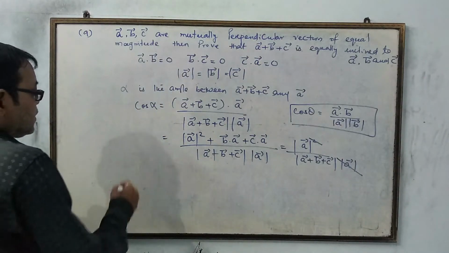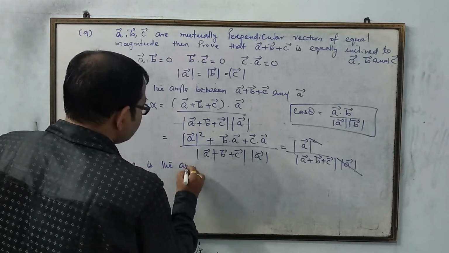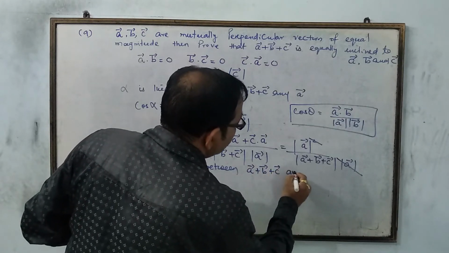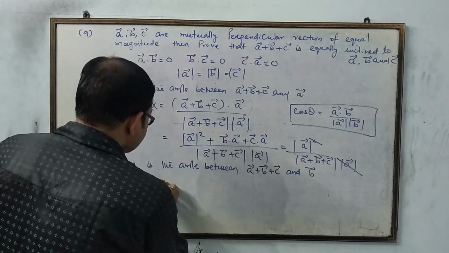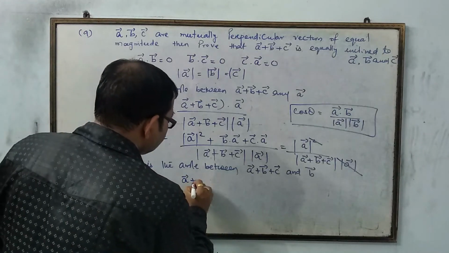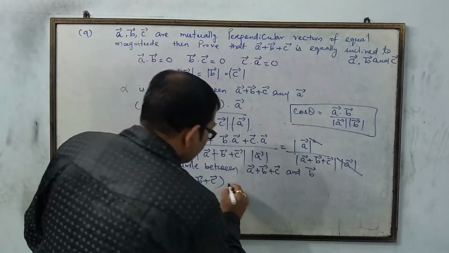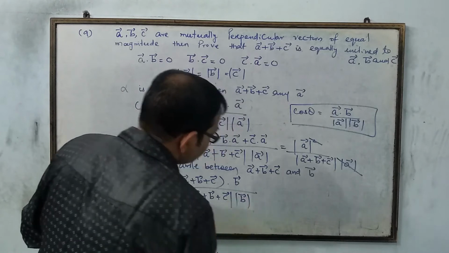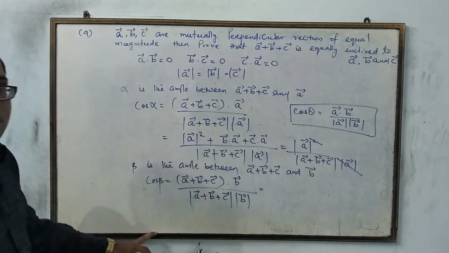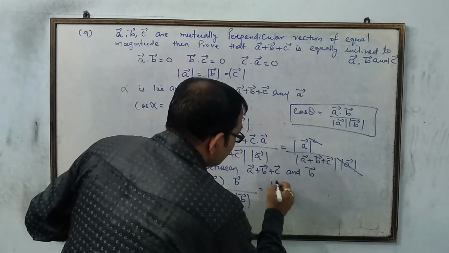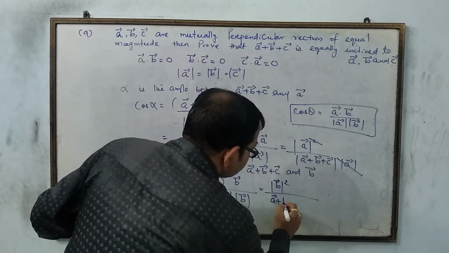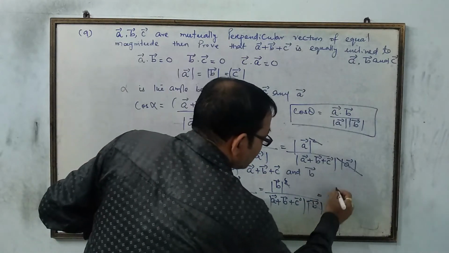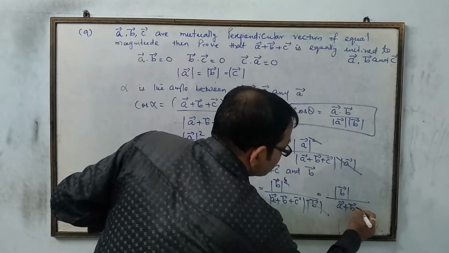If beta is the angle between the same A plus B plus C and B, then cos beta is equal to (A plus B plus C) dot B by magnitude of A plus B plus C into magnitude of B. The answer is A dot B, which is 0, plus B dot B, which is magnitude of B square, over magnitude of A plus B plus C into magnitude of B. The square cancels, and the answer is magnitude of B by magnitude of A plus B plus C.